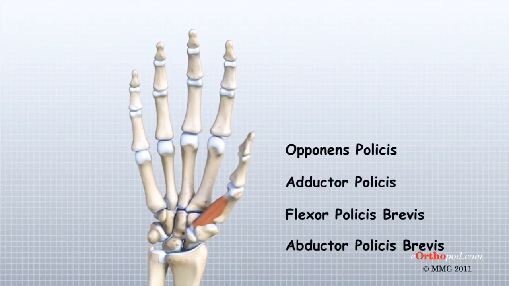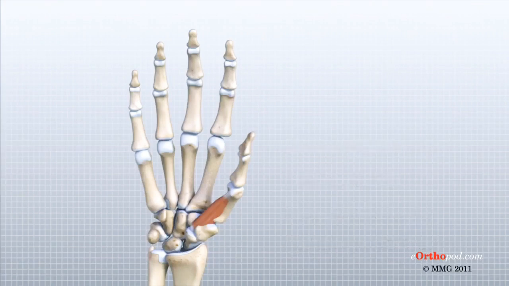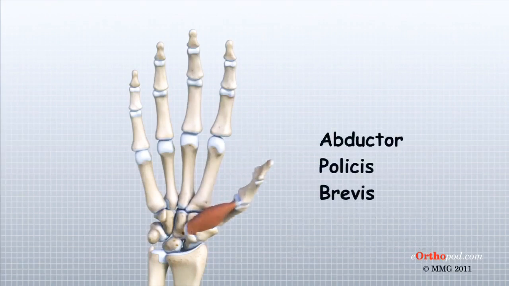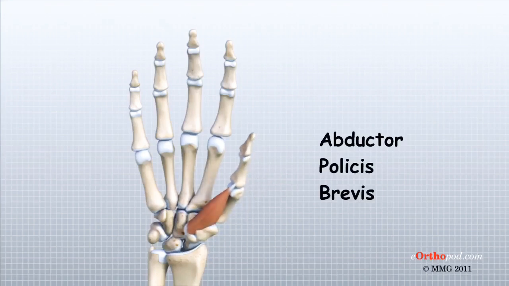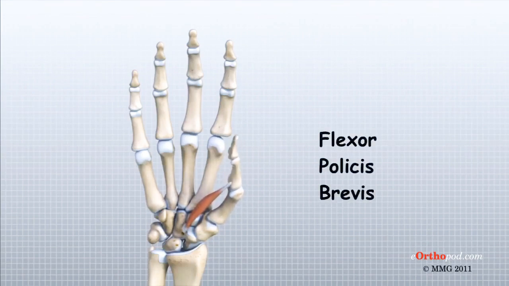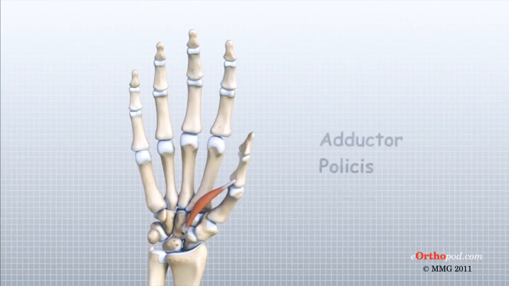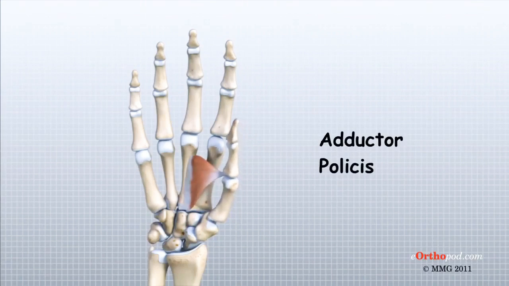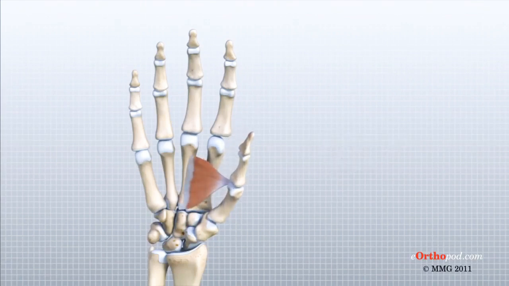Each of these muscles begins at the wrist, and each has a tendon that attaches to a different location on the base of the proximal phalanx of the thumb. Their names give a suggestion of what they do when they contract. The abductor pollicis brevis abducts, or moves the thumb away from the midline of the hand. The flexor pollicis brevis flexes, or bends the thumb. The adductor pollicis adducts, or moves the thumb towards the midline of the hand.